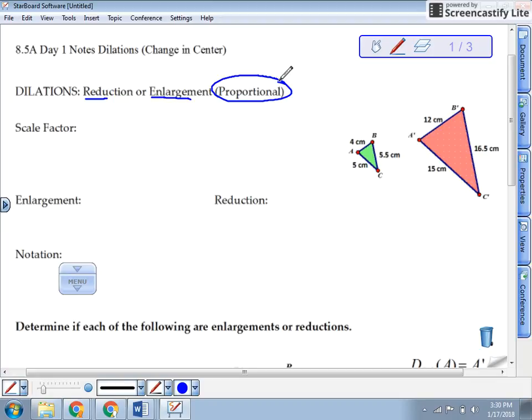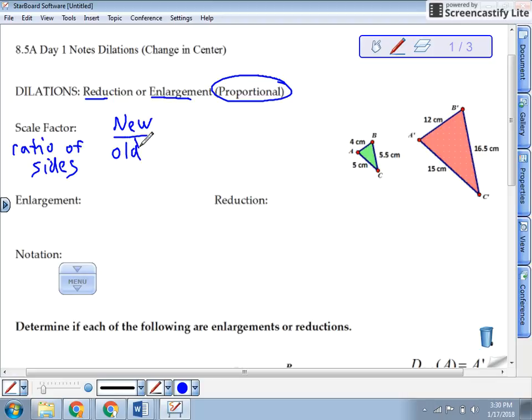All right, now scale factor, you've used that before. Remember, that's the ratio of the sides. Okay, well, how are we going to use scale factor for dilation? We're always going to compare new to old, or image on top, pre-image on bottom.